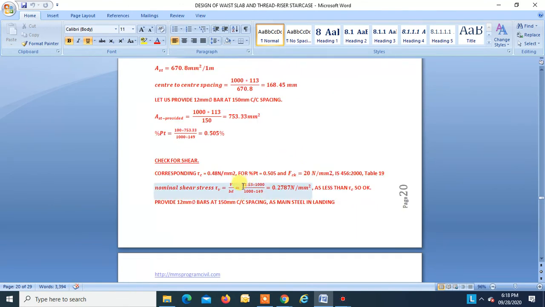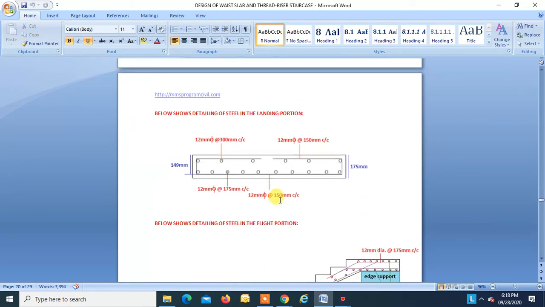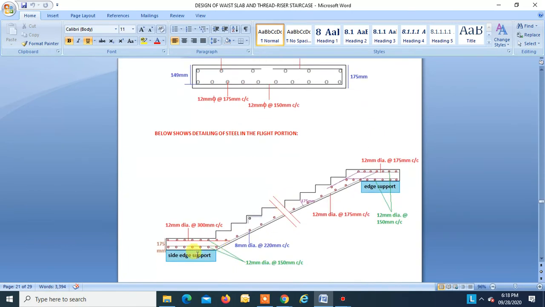It was by mistake taken as 41.5. So it will be still lesser than this, which is already less than 0.48. Okay. So it's safe. So we will provide 12 diameter at 150 center to center as the main steel, which we have provided, right? So this is the complete design.